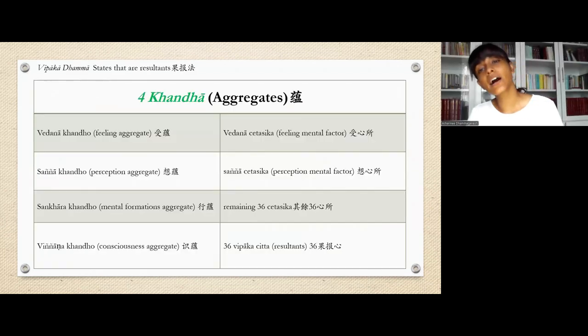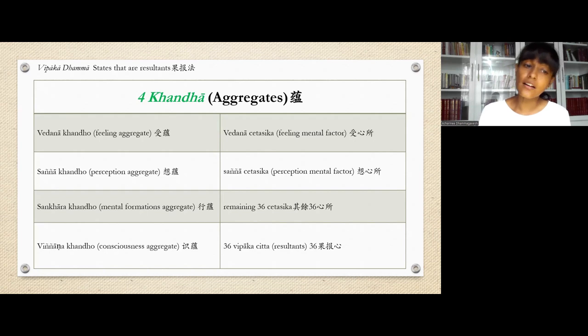So let's take the khandha first, the four khandha. Vedana cetasika is classified under Vedana khandha. Sanya cetasika is classified under Sanya khandha. Now, I told you that there's a total of 38 cetasika. So when we take out Vedana and Sanya, we are left with 36 cetasika. These are classified under Sankhara khandha. And the 36 Vipāka chitta are classified under Vijnana khandha.